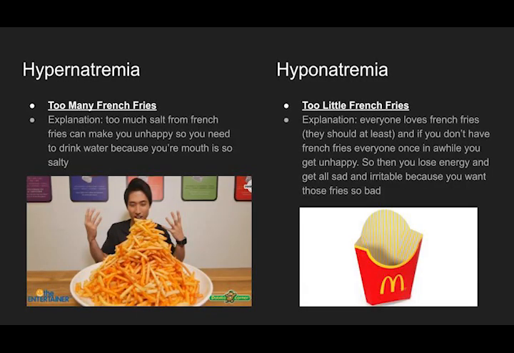To remember hypernatremia, my mnemonic is too many french fries. And my explanation for that is that when you have too much salt from french fries, you can get unhappy because you need to drink a lot of water and your mouth is so salty and you don't feel good. Hyponatremia, I would say you would have too little french fries because everyone loves french fries, and if you don't have enough every once in a while, you get really unhappy. And you lose energy and you're all sad because you want those french fries so bad.